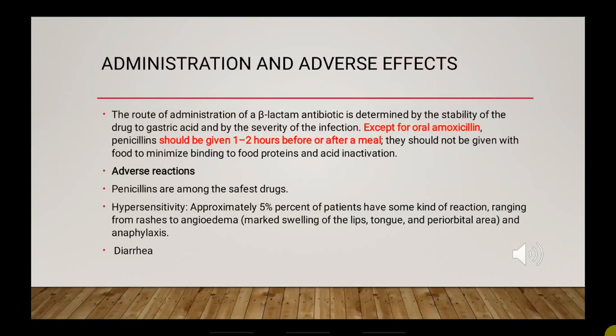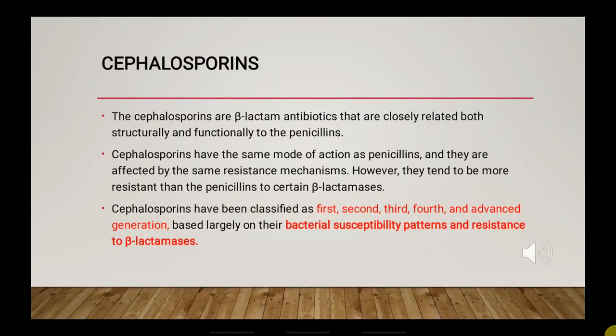Adverse effects: حالها حال البنسلين, they are very well tolerated, not much adverse effects, لكن ممكن يصير عندهم allergic reaction. اللي عنده بنسلين allergy, severe penicillin allergy, unfortunately اكو cross reactivity, يعني اللي عنده بنسلين allergy ممكن يكون عنده سيفالوسبورين allergy as well, بس مو شرط.